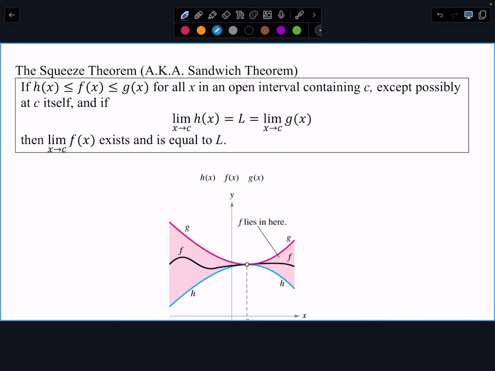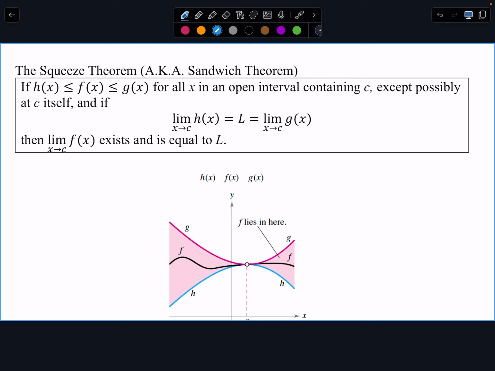So if we have three functions with this relationship that's true for all x in an open interval that contains c, except possibly at c itself. So c would be, if you're trying to evaluate a limit, because this is a way of evaluating certain limits analytically, the limit as x approaches c of the function f of x. And if you're using squeeze theorem, you're either given or you have to come up with this relationship for an open interval around c.